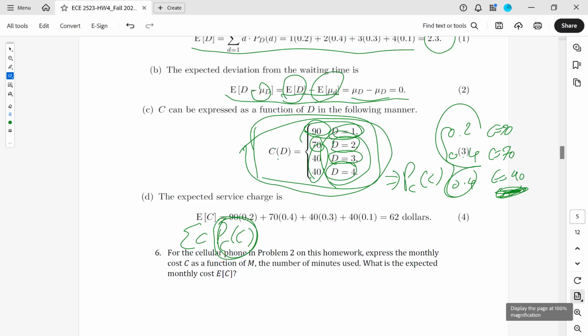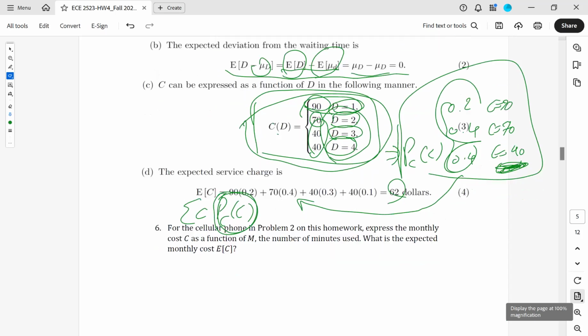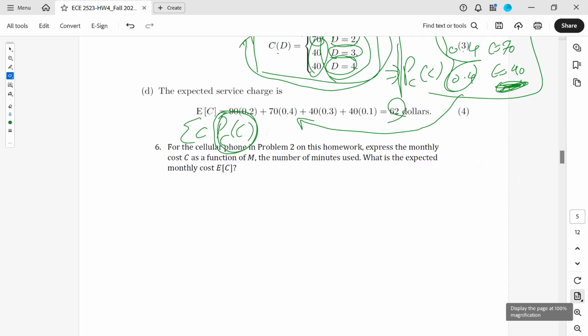Okay, so two ways to calculate the third probability. Now that you have the PMF of C, you could calculate the expected value of C. Is that clear? And it's going to be C times P of C. Is that okay? Any question? No? And this is like $62 for this problem. If you don't have any question about what we've done for problem number 5, we could move on to problem number 6. Good? Okay.